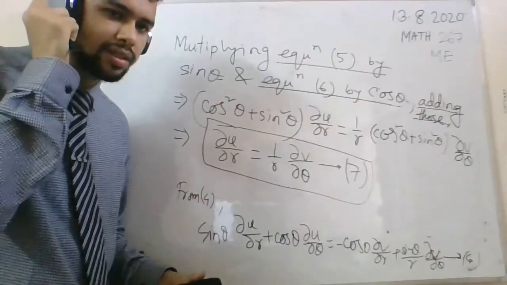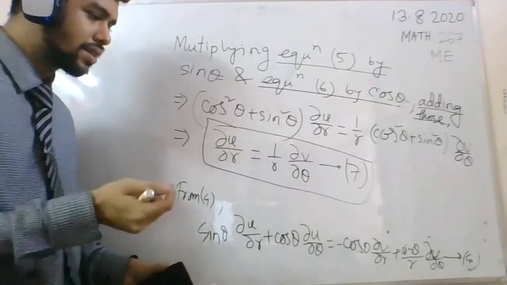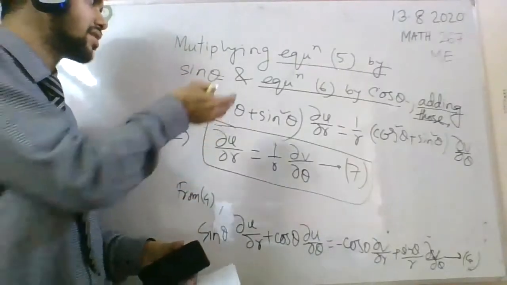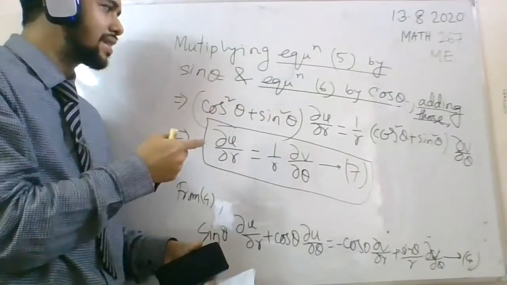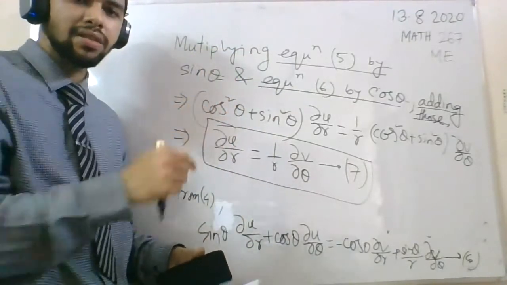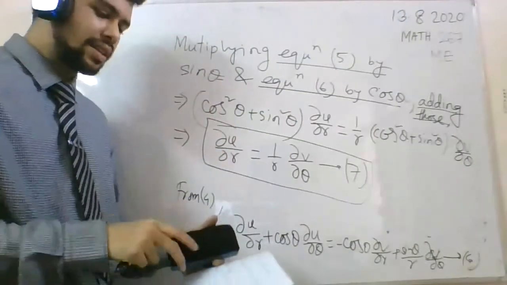It is not clearly understandable. Okay, I'll say it once more. Sir, are you just interchanging now? Yes, multiplying equation 5 by sin theta and also equation 6 by cos theta and adding it, you can get another result.